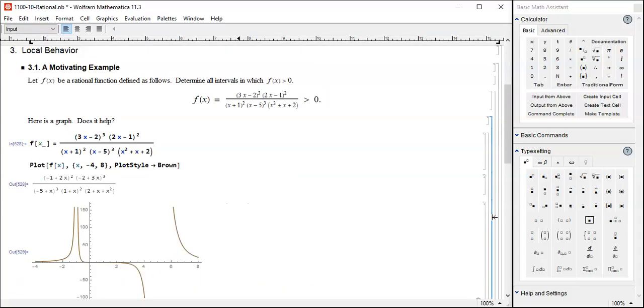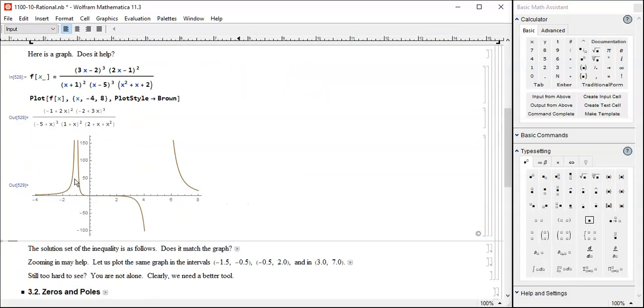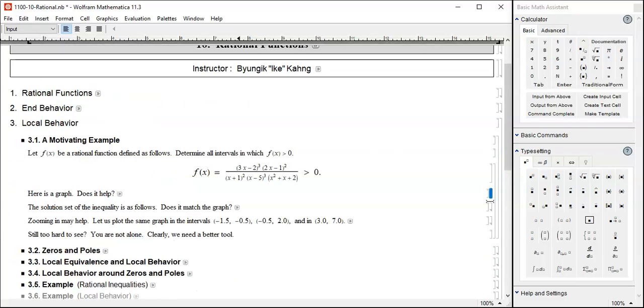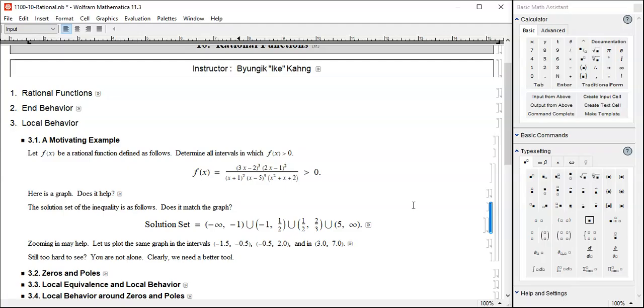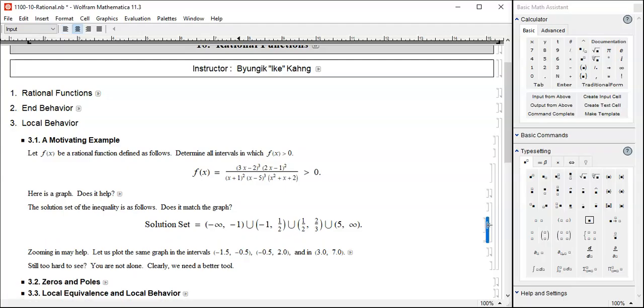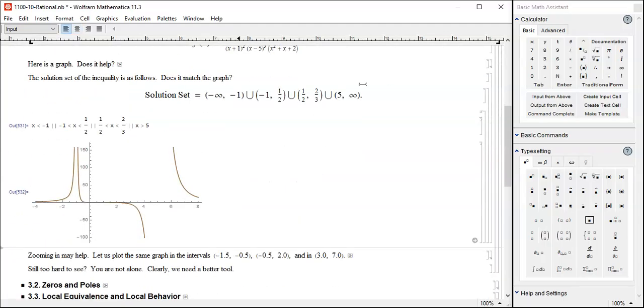Here's a graph. Does it help? To a certain degree, around here above the x-axis, around here below the x-axis, but around here it's really hard to tell. If you know the answer in advance, will it help? That's the solution set, and here's confirmation by Mathematica and the graph. Do they match? They should match, but do you actually see the matching? It's really hard to see.